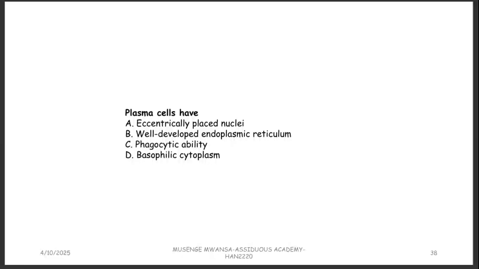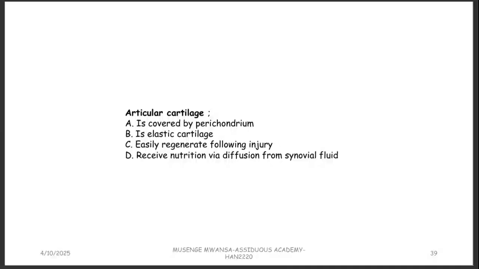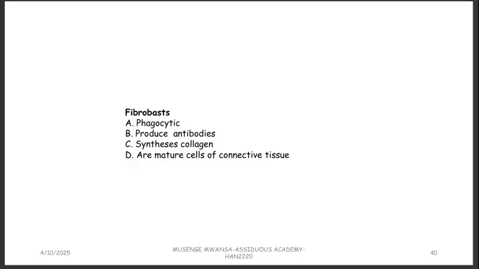But when you look at the other feature that we have picked, phagocytic ability, plasma cells produce antibodies, they are not phagocytes. Okay, they are not phagocytes. Articular cartilage. Now we'll talk about this when we talk about cartilage.